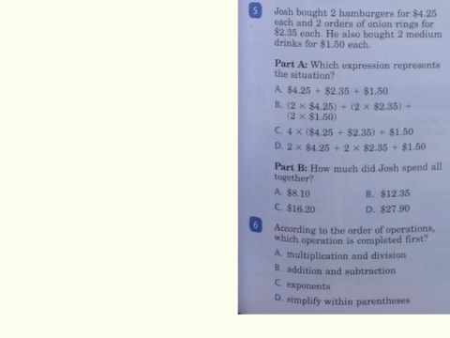So let's go ahead and look at A. A says $4.25 plus $2.35 plus $1.50. Well, that is not going to be correct because he bought 2 of each. So let's look at B. B looks very good because it's 2 times 4.25 plus 2 times 2.35 plus 2 times 1.50. So part A is going to be B.